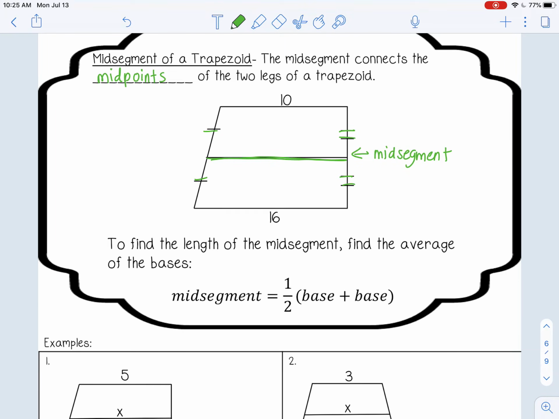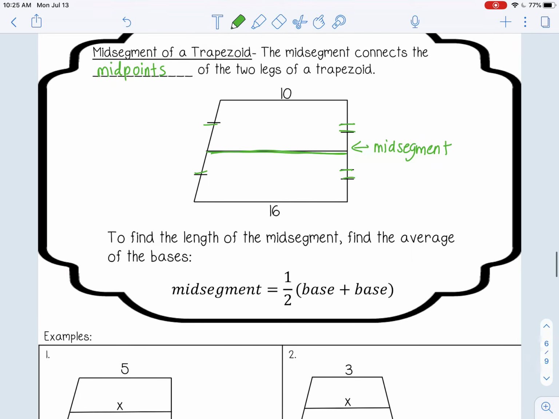If we want to find the length of the mid-segment, we need to find the average of the bases. So basically, you add the bases and you divide by 2, or take half. So 1/2, 10 plus 16, which is 26. Half of 26 is 13. So the length of that mid-segment is 13.